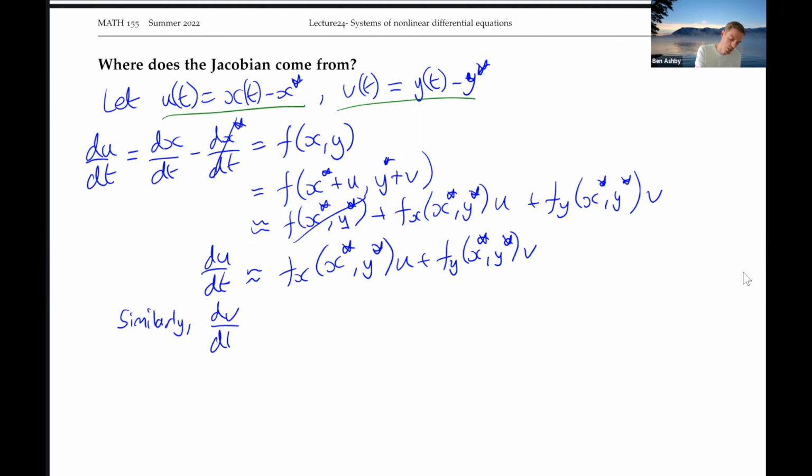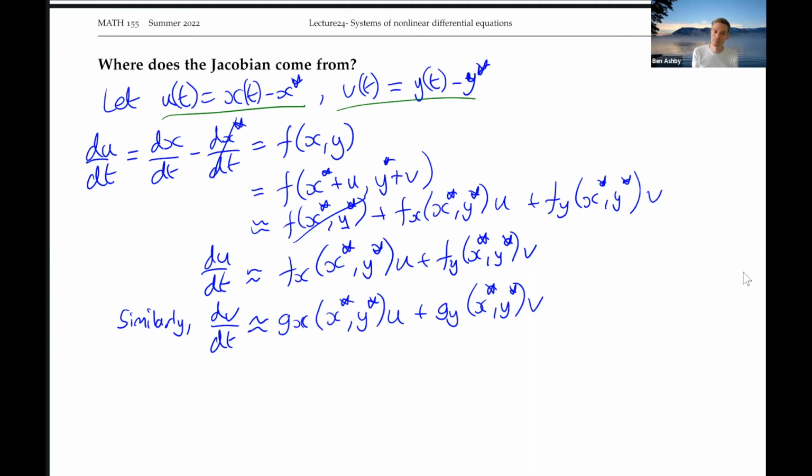So we end up with our dv/dt now. It's going to be approximately equal to, sorry, not f, g. So recall our dy/dt is equal to g(x,y). So now we're going to just have g's instead of f's. So we're going to have the partial of g with respect to x, evaluated at the equilibrium, times u, plus the partial with respect to y, at our equilibrium, times v.